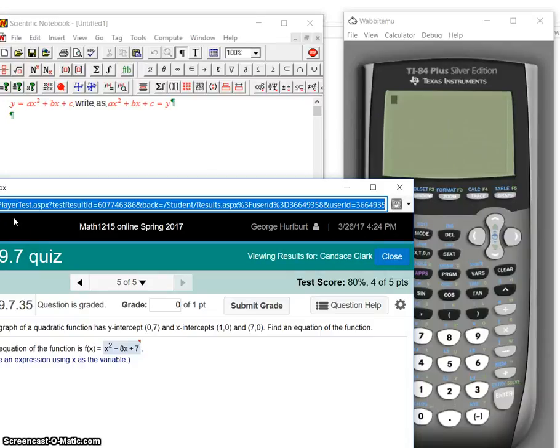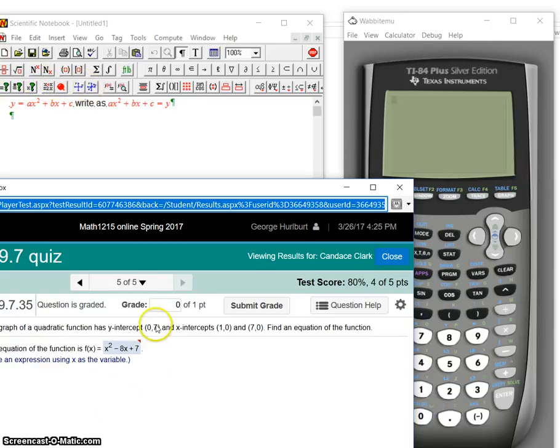Alright, so we're told that we have a quadratic function and we're given 3 points: (0, 7), (1, 0), and (7, 0). And we want to find the equation of the parabola that goes through those 3 points. We're going to use this equation, y equals ax squared plus bx plus c, except I'm going to write it as ax squared plus bx plus c equals y.